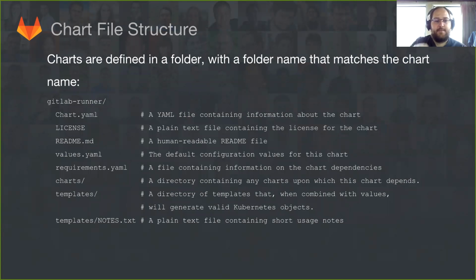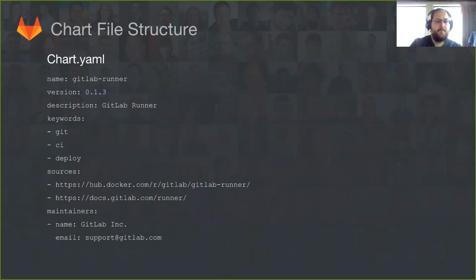I'm just going to jump through each one and show you what it looks like for GitLab Runner for most of them. So the Chart.yaml looks like this. It defines the name, semantic version, description, keywords, where to look for the source and documentation, and a list of maintainers.